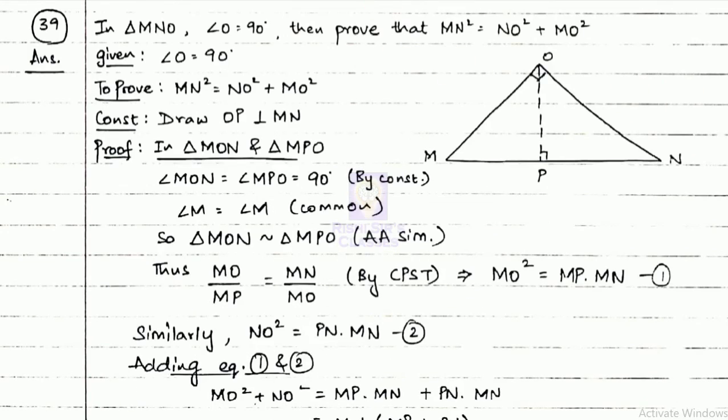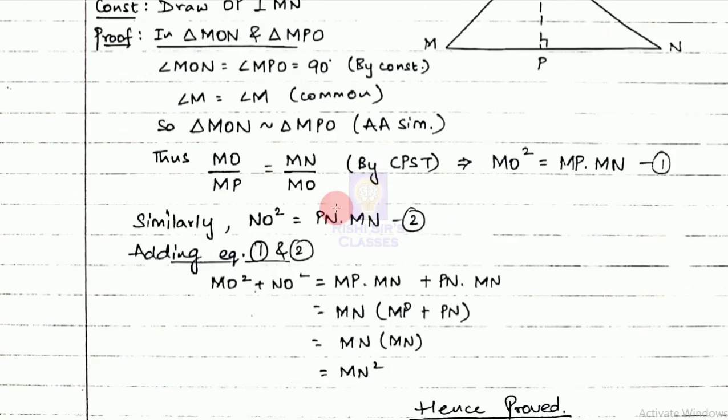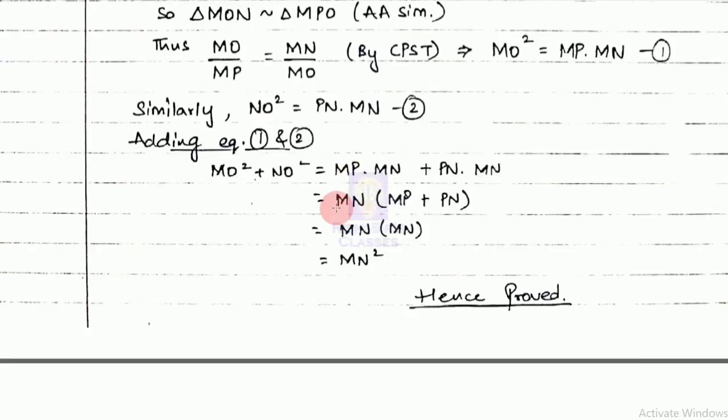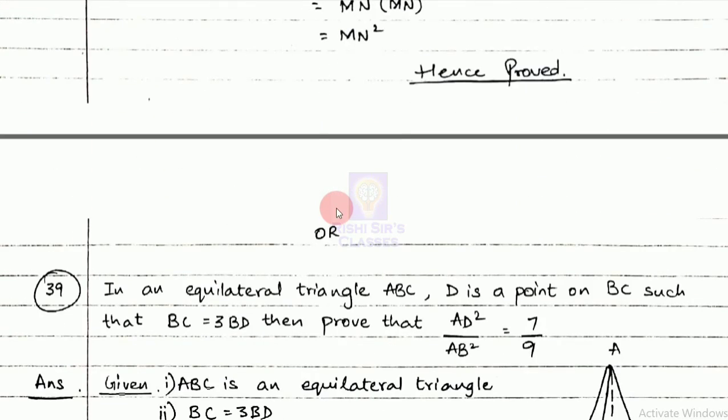Question number 39 is, in triangle MNO, angle O is 90 degree. Then prove that MN square is equal to NO square plus MO square. Basically, it is a statement of the Pythagoras theorem. Just to confuse the students, they have given it in this manner. So in this question, you need to prove the Pythagoras theorem, that means theorem number 6.8. I hope you all know this theorem. It is a very easy theorem and a very important one also.